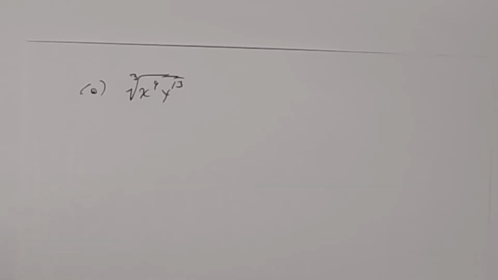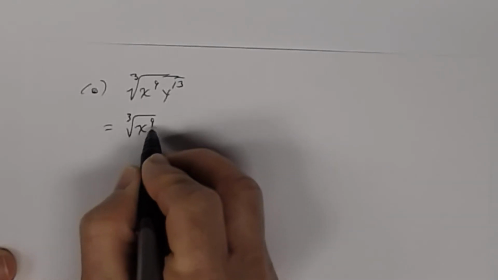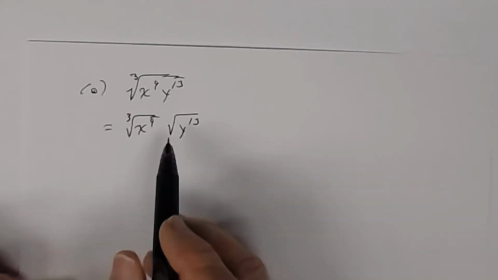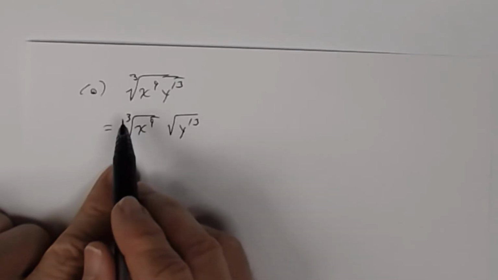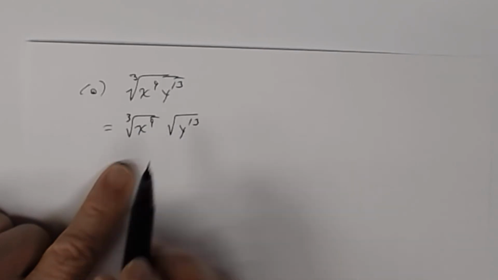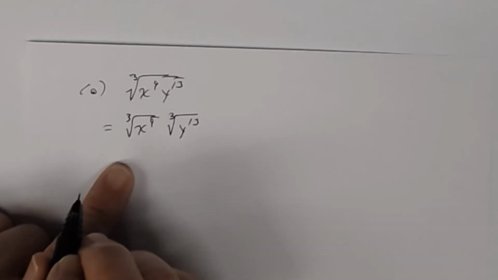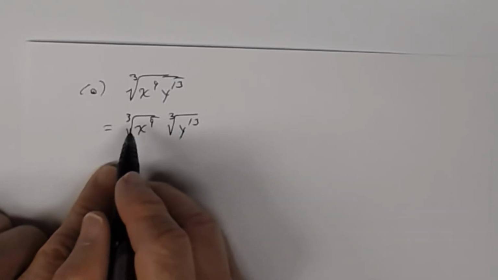Okay, first thing you always want to do to help yourself through these thought processes is this. Use the product property. So this becomes the cube root of x to the ninth times the cube root of y to the 13th. And notice I can simplify both, because the exponents are greater than or equal to 3. Don't forget the index is 3. If I left it off, that would mean square root, right? So be careful.